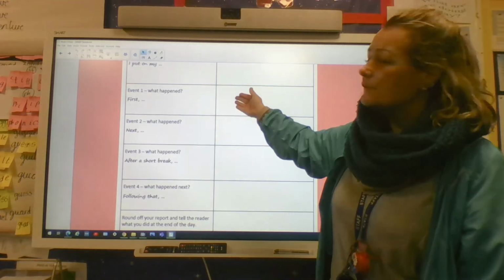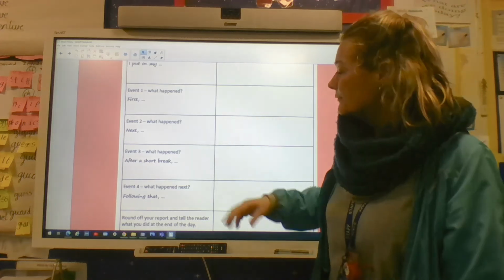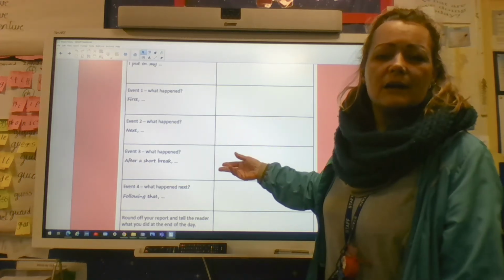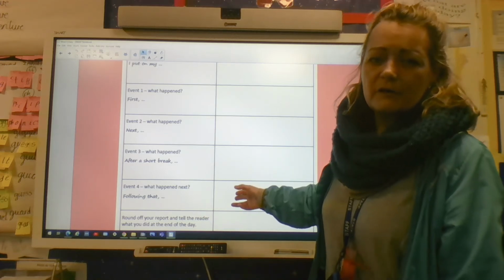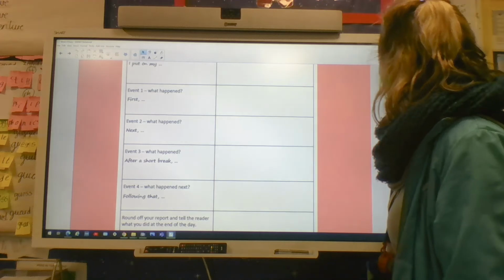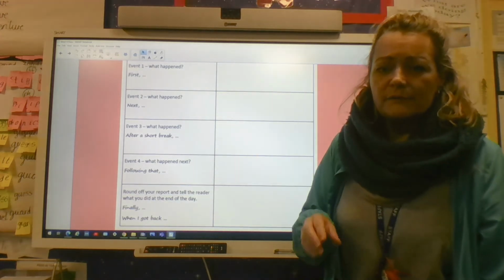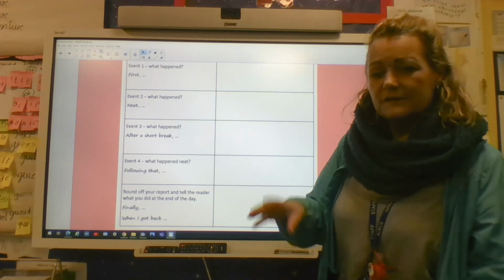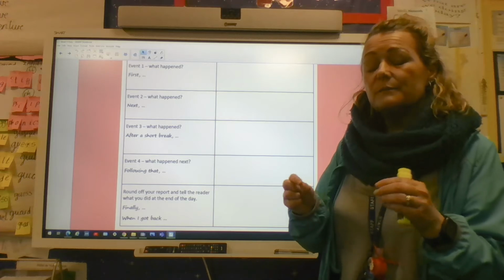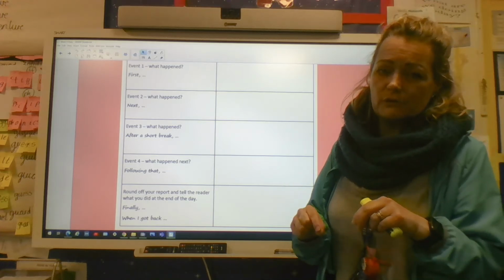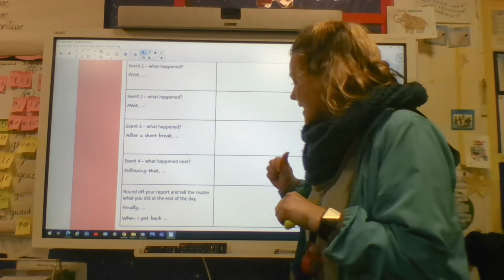So it might be we saw a strange animal. Next, we stumbled into a muddy bog. After a short break, we realised that we couldn't find our way back. Following that, we found the path we were looking for. And then the last bit at the bottom, round off your report. So I have completed one of these, and I'm going to go through it in a separate video coming up so that I can show you what I've done to plan ready for my jungle log that I will write tomorrow. Okay, so take a look at that.